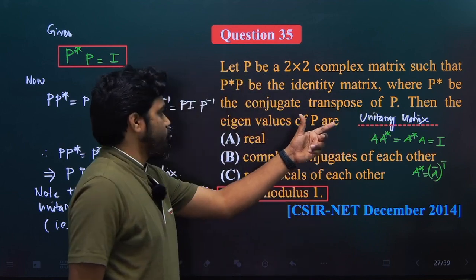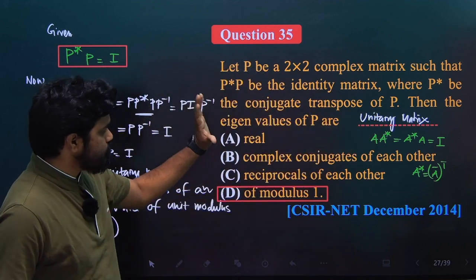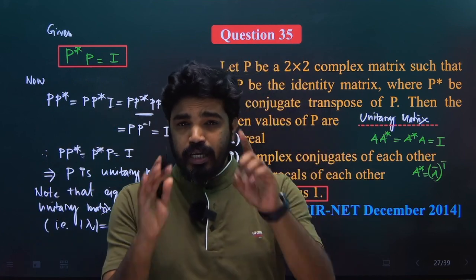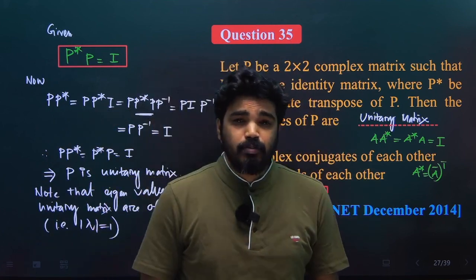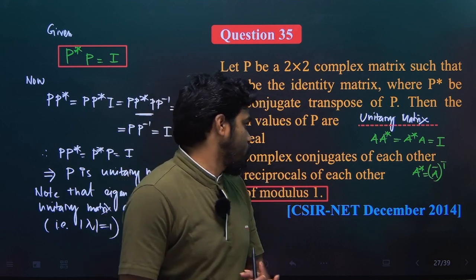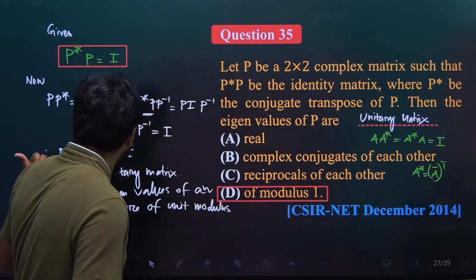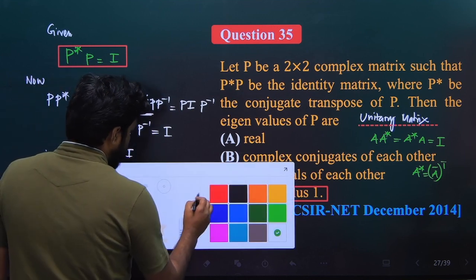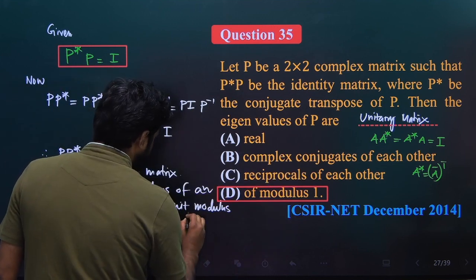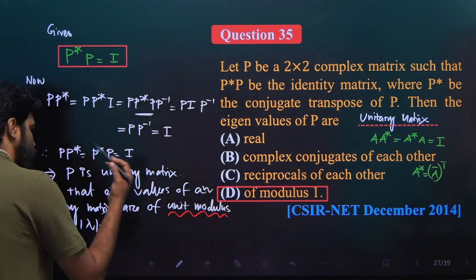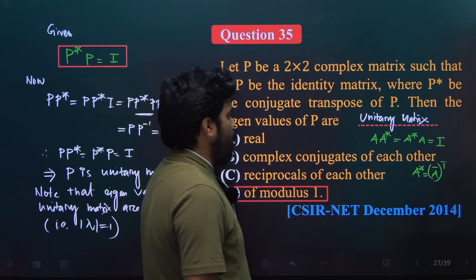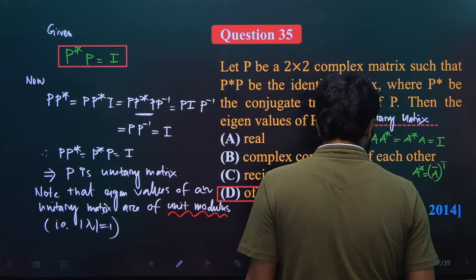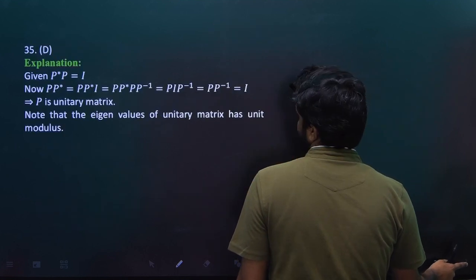So basically here it is given that P is a unitary matrix. So eigenvalues of a unitary matrix are of unit modulus. It should be noted that the eigenvalues of a unitary matrix are of unit modulus. So option D is the correct answer. Okay, so next example.